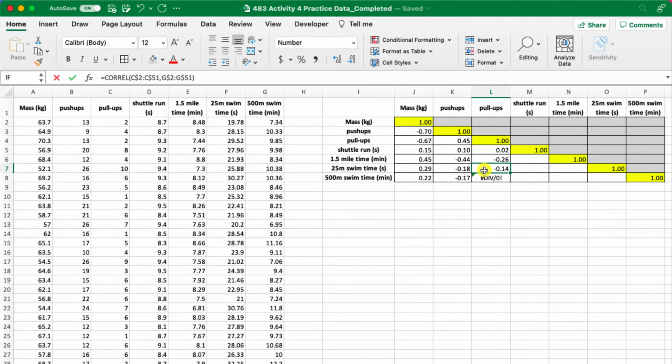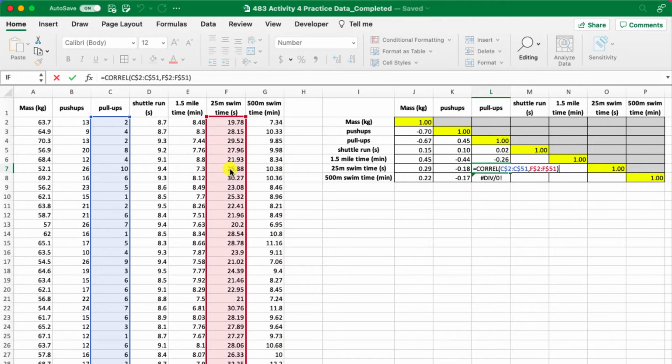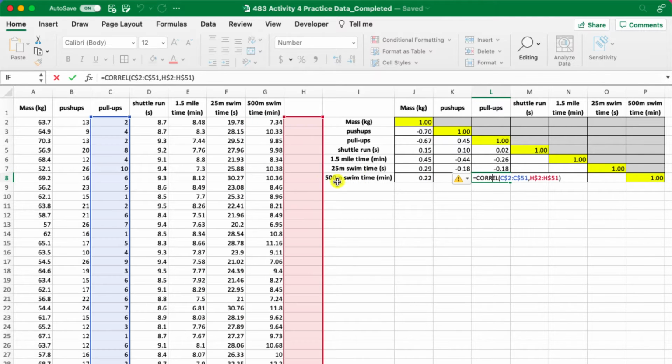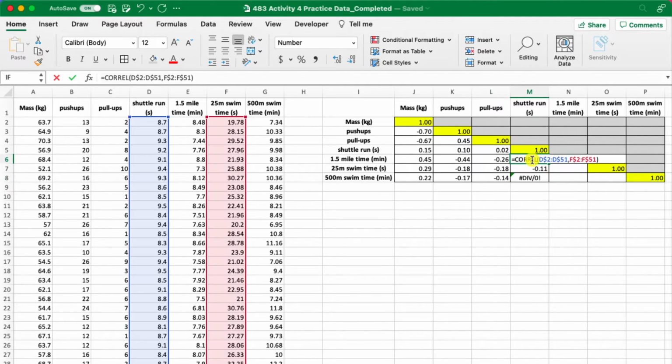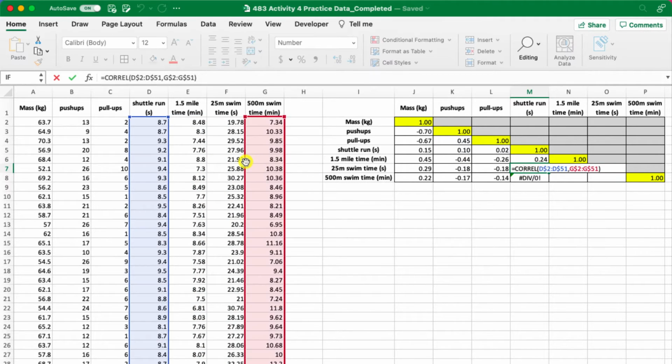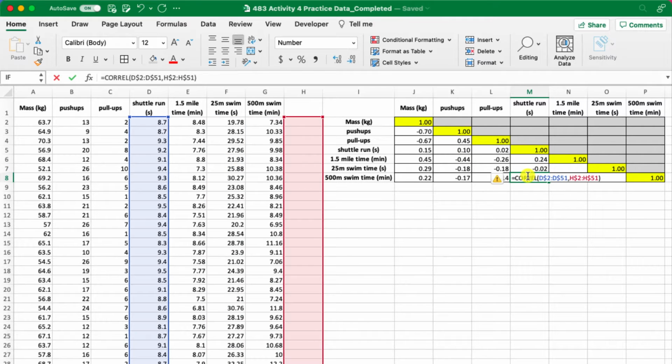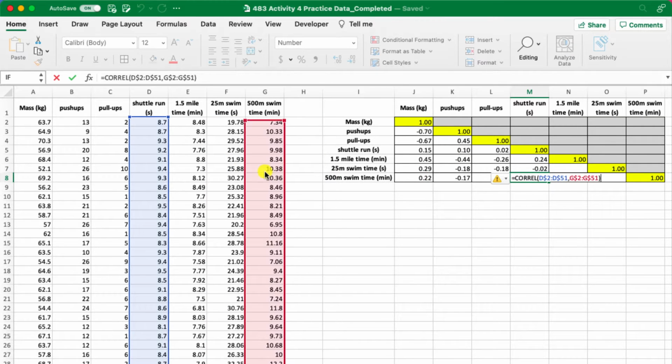Now, I know functions are new. CORREL, I feel like, is a pretty easy function to remember in relation to correlations, because that's what it sounds like. But if it's helpful for you to just practice inserting the function multiple times, I would not hate on you for doing that.